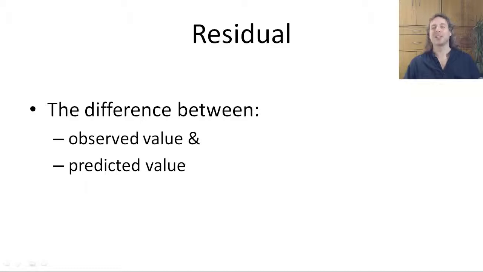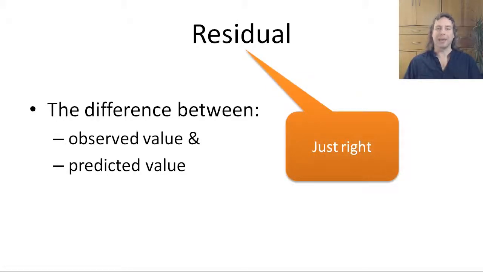Okay, next one, residual. Residual is the difference between the observed value and the predicted value. Now that's good. We like this because we have an observed value already. It's the value that you measure with a ruler or a stopwatch or a jug or some weighing scales, whatever. That's the observed value. The predicted value is the number that comes out of your predictive model. So we've got numbers for these things. So residual is just right. It's the thing that we're looking for.